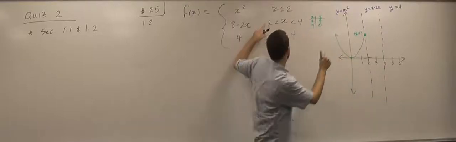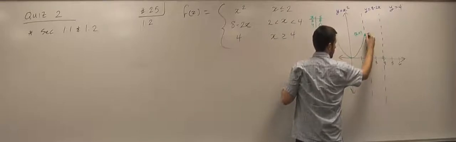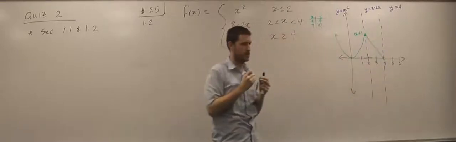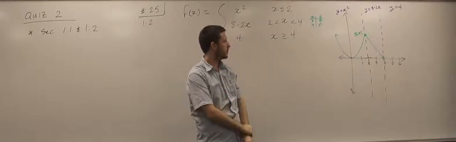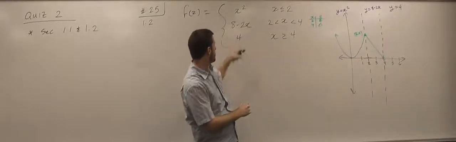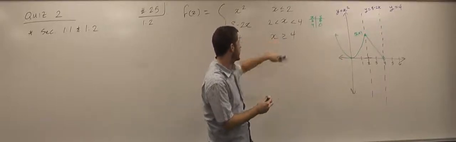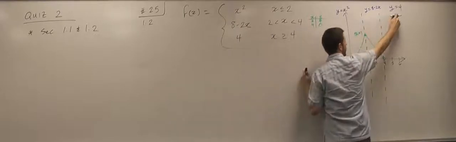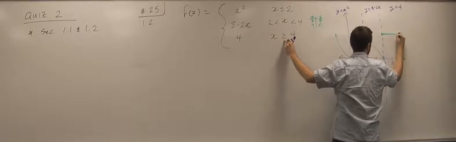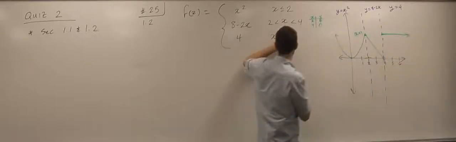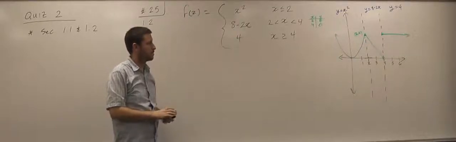So this guy starts at 2, 4, done, goes to 4, 0, like this. Right, and then finally for x greater than or equal to 4, you have a horizontal line because it's just the graph y equals 4. It's going to have a closed circle on the breaking point here because this is an equal to. So there's your graph. There's the limit.